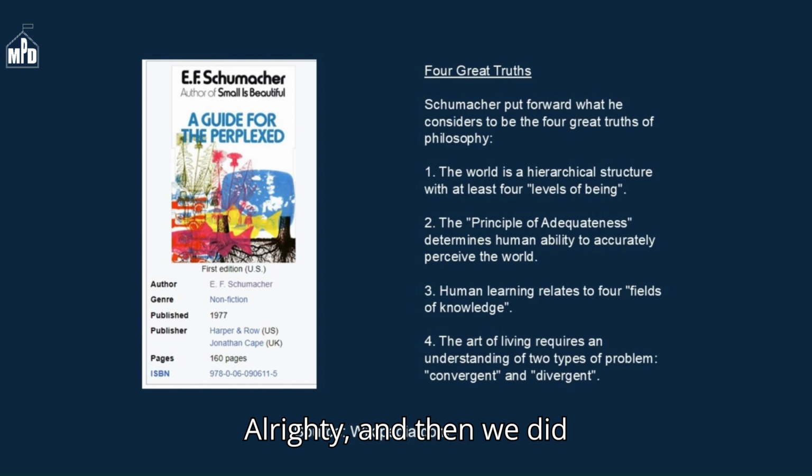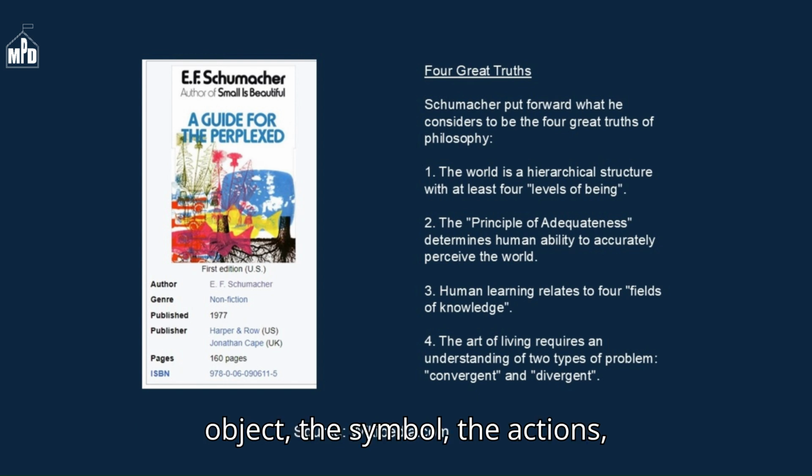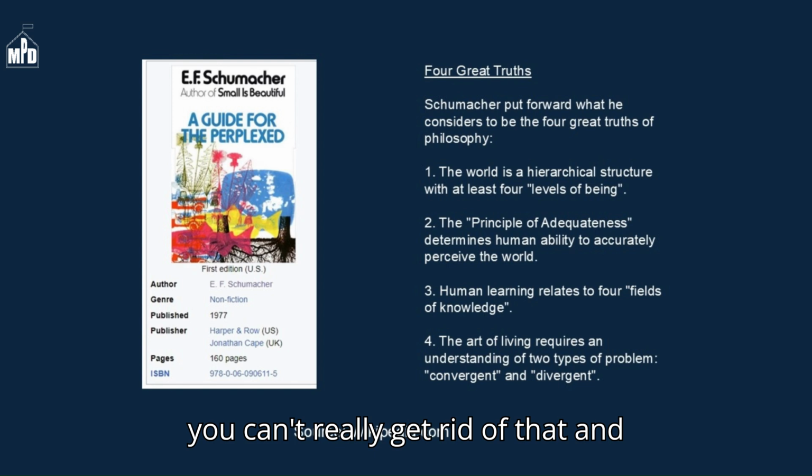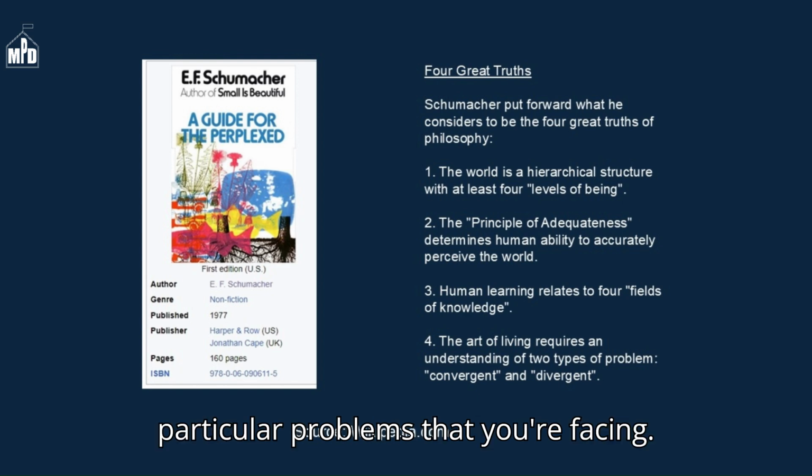And then we did not really talk about the levels of being, but we did talk about hierarchical structure. You see that symbols build upon themselves: the object, the symbol, the actions. These are all physical things that build up to ideas and concepts. So there is a structure to the world and to our thinking, and you can't really get rid of that, or else you're not going to be able to think clearly about solutions to the particular problems that you're facing.